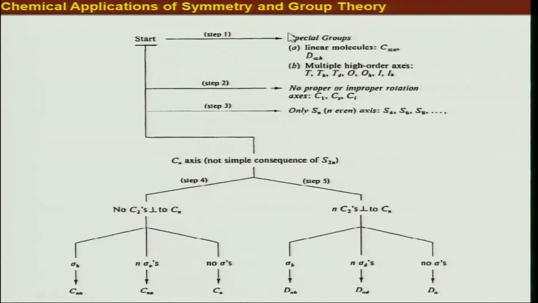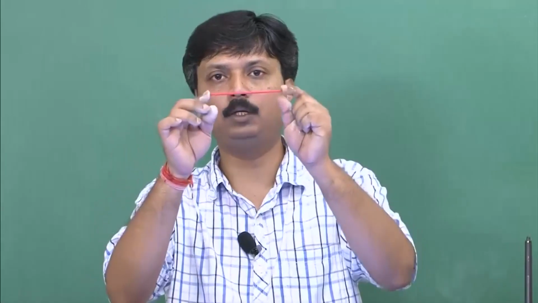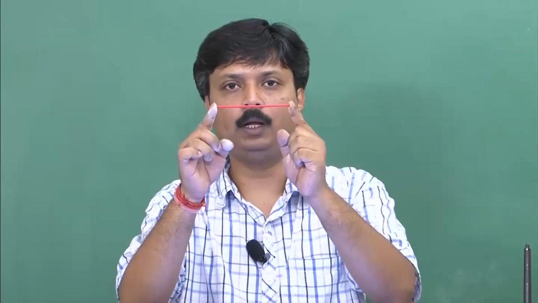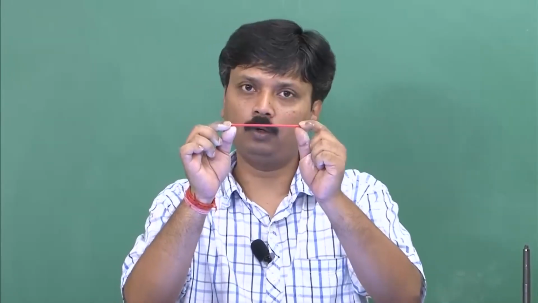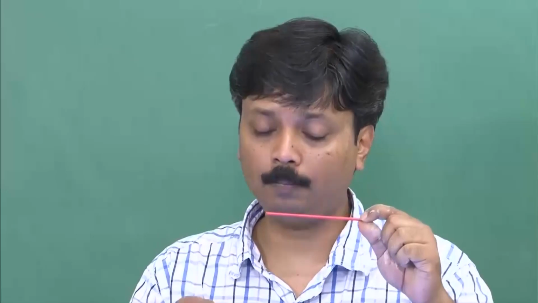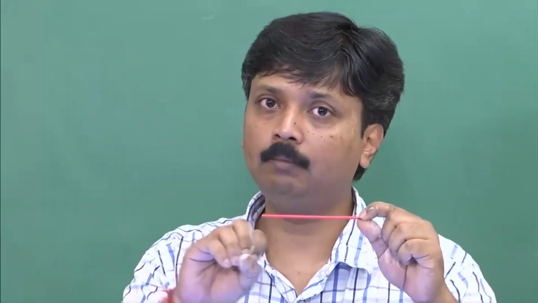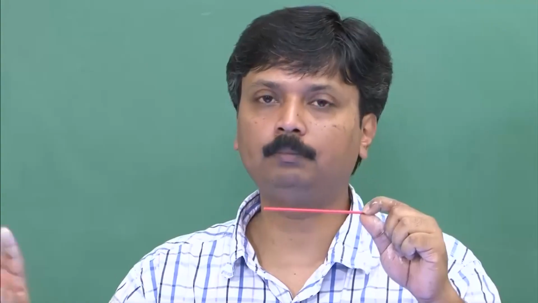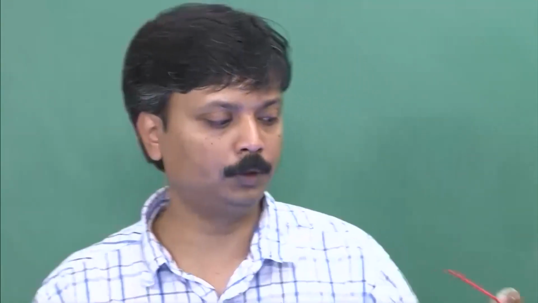In these special groups we have linear groups. What do you mean by a linear molecule? A linear molecule will be something like this. If this is a molecule, for example carbon dioxide, that will be a linear molecule, and that will belong to a special category of group. You can easily figure out by looking at the molecular structure whether your molecule is linear or not, and based on that you can categorize them by giving them special groups.